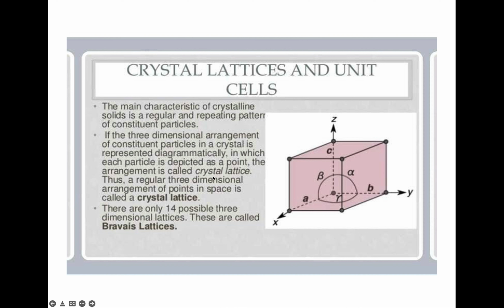Okay, and the arrangement of such points, see here what is given here, this structure is called a crystal lattice. A regular three-dimensional arrangement of points in space is what we call a crystal lattice. So what are the conditions? It is a three-dimensional and regular arrangement of points in space, and only 14 possible three-dimensional lattices are there. That is what we call Bravais lattices. Okay, hope it's clear to you.